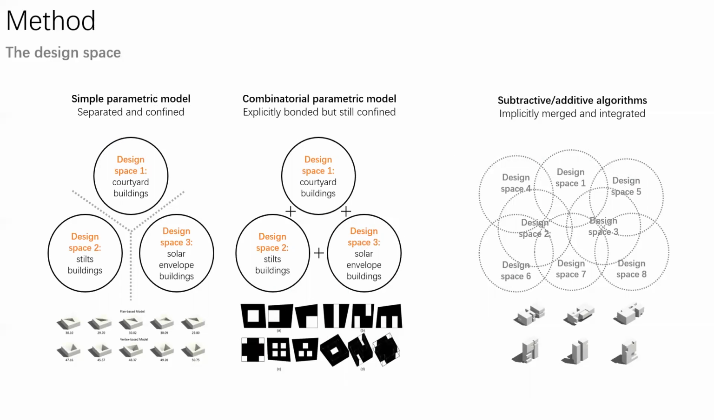In order to demonstrate the advantage of using these two algorithms, we will analyze the features of these two algorithms from the perspective of design space. If we use the simple parametric model or combinatorial parametric model, the design space is usually separate and confined, which means that each design space usually contains one type or a limited number of types of building, such as the courtyard building or the building with a feature of solar envelope. So it means that the design optimization process can only search for the solution within this type of building.